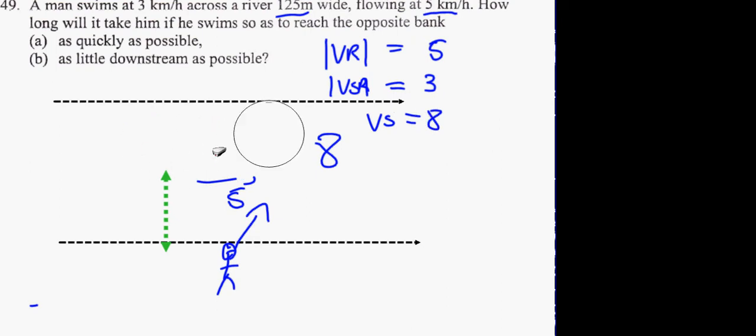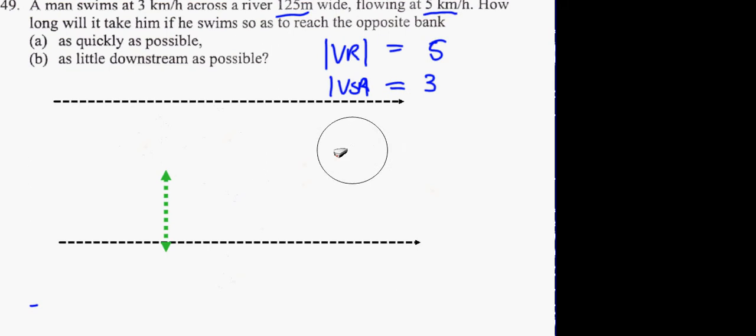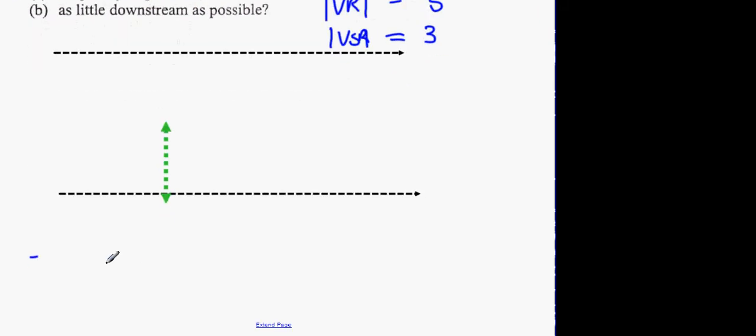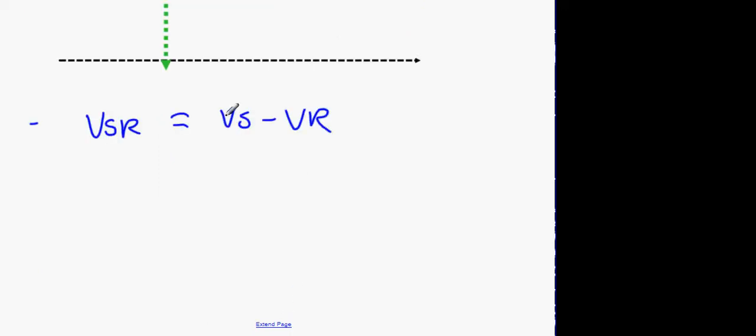So what we're going to do here is write down magnitude and direction. So we're going to do vSR. Velocity of swimmer in the river is vS minus vR. I'm then going to rearrange my equation to have vS equals vSR plus vR.